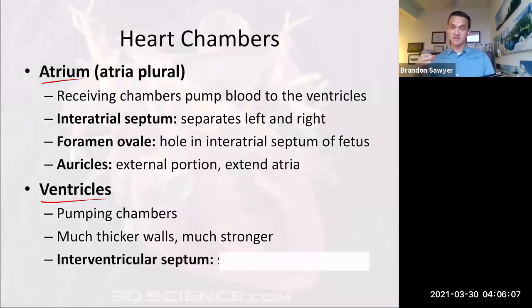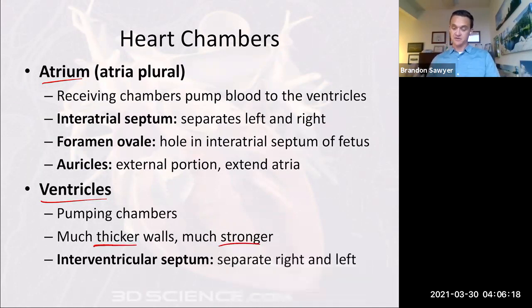The auricles are these external portions of the heart, of the atria. You've seen these in the sheep heart at this point already. Okay, and then the ventricles, these are our big pumping chambers, okay? Much thicker, much stronger. There's also a septum there. There's an interventricular septum that separates the left and the right side.